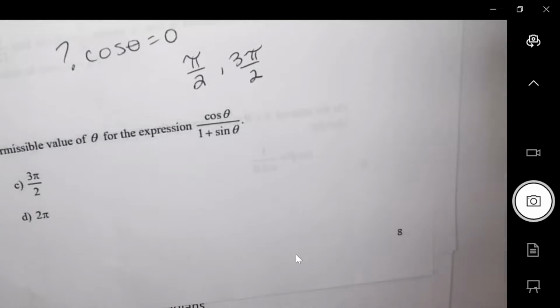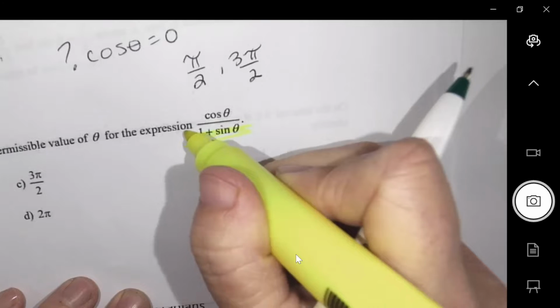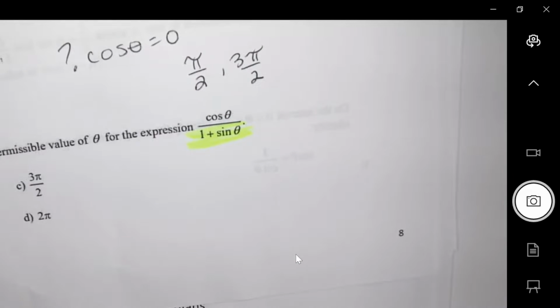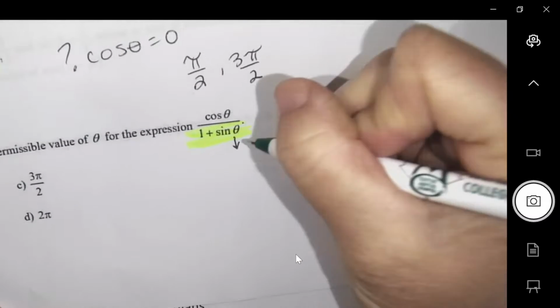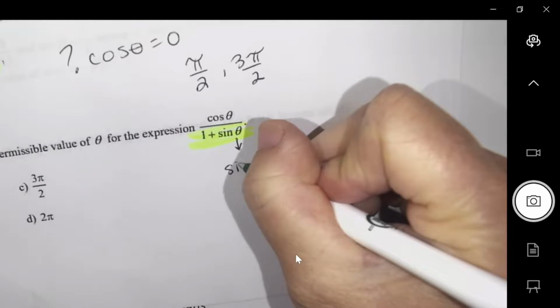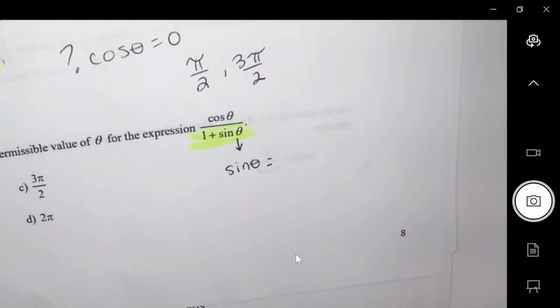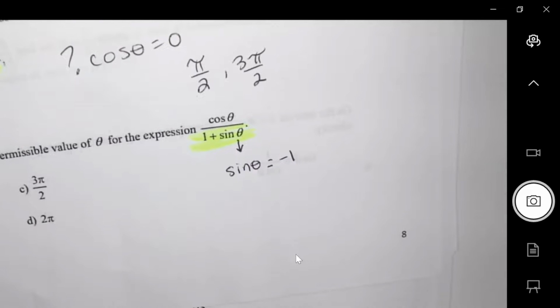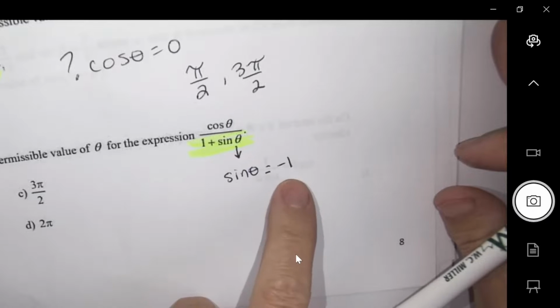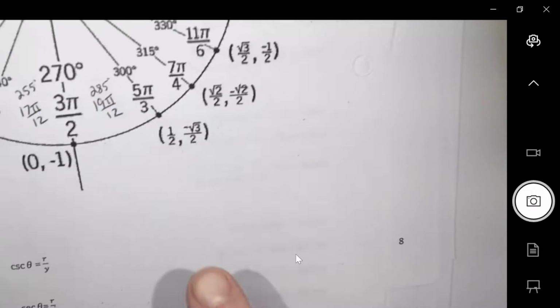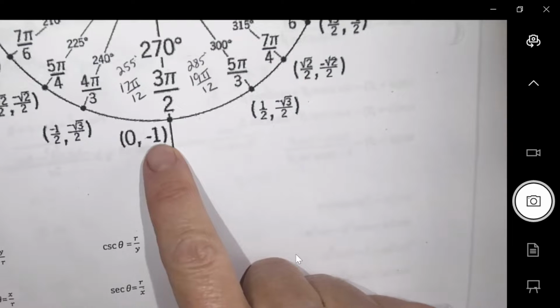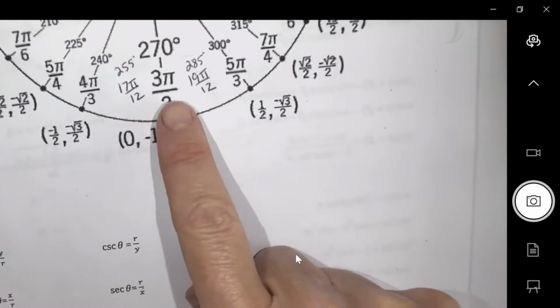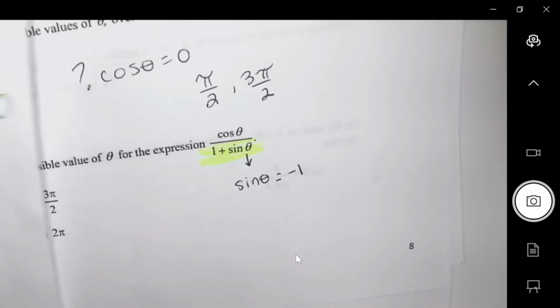Okay, number 8, the last one. I don't ever want to divide by 0. So I'm looking at this. I'm worried about it being -1 there, right? Because 1 plus the -1 is making that bottom be 0. So where is sine going to end up being -1? Where's a y of -1? So there's your answer: 3 pi over 2.